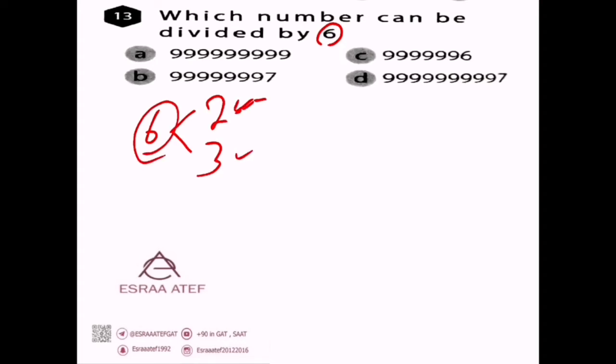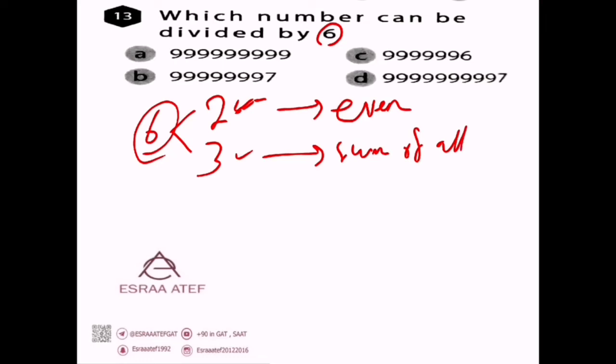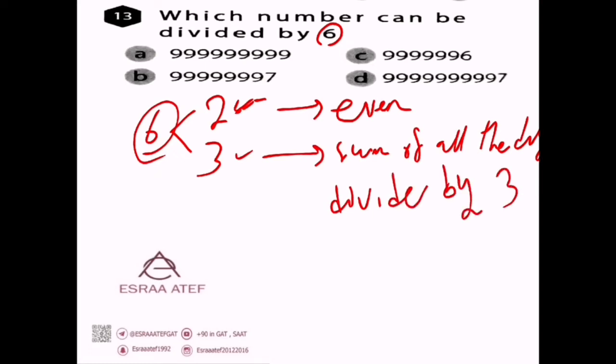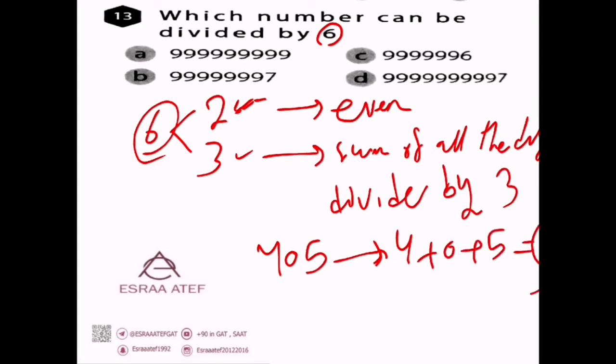Okay, how can we do it? For 2, the number should be even in the final, so the last digit should be even. For 3, the sum of all the digits should be divided by 3. Like what? Like I have 405, I will add all the digits to each other, so 4 plus 0 plus 5, which is 9. 9 can be divided by 3, so I can use it for 6.